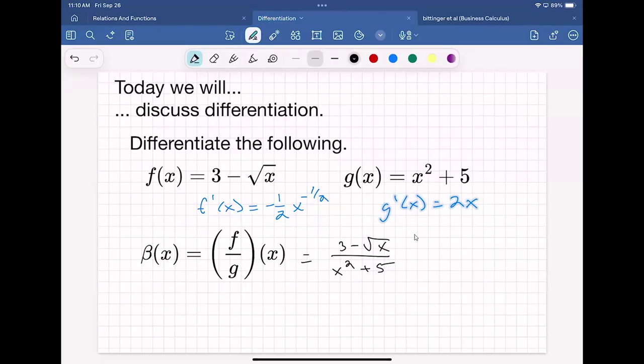But the quotient rule says that when I go over here to do the derivative of beta of x, I need to do low d high minus high d low, all over low squared. So I'm going to take whatever was in the denominator, that'll be x squared plus 5, and I'm going to multiply it with the derivative of the part that's in the numerator. So low d high, and we found just now for the numerator, it's negative 1/2 x to the negative 1/2.